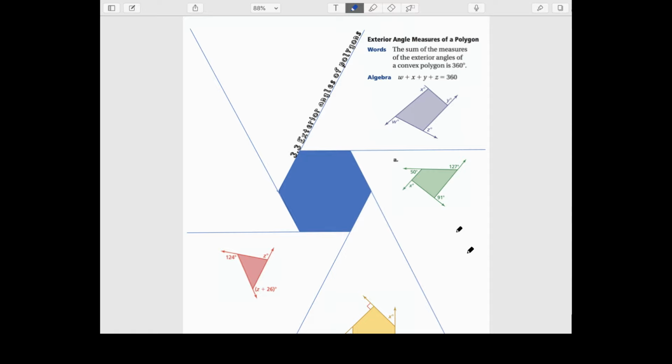3.3 Exterior angles of polygons. So we've talked about interior angles of polygons. We've talked about how we need to figure out the number of sides. So the sum of the interior angles is the number of sides minus 2 times 180. And that will give us the sum of all the angles inside. So in this one here, it'd give us all of these angles right here. Okay, so that was the interior angles of the polygon.